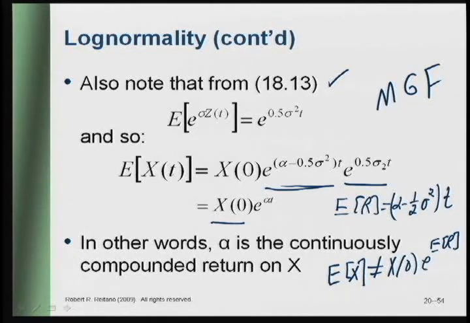This formula says that the expected value of x gives you a return of alpha that's bigger. So you can think of alpha as being like the arithmetic return over the period. And you can think of alpha minus a half sigma squared as being like the compounded effect of geometric return. So the expected return over the period is reduced by variability, but the expected value of x does not reflect that variability.